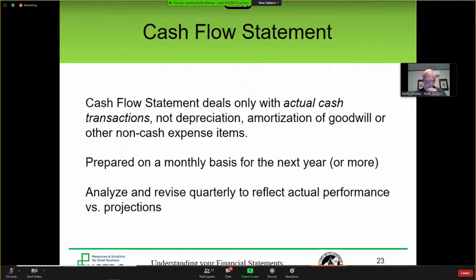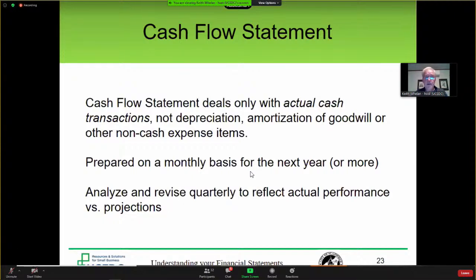So the cash flow statement, again, deals with only cash transactions, right? And it excludes those non-cash items such as depreciation, amortization, goodwill, right? So those are out. Nothing but the real thing at the real time that they're realized.